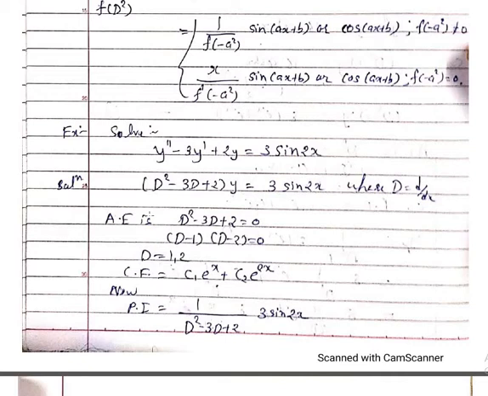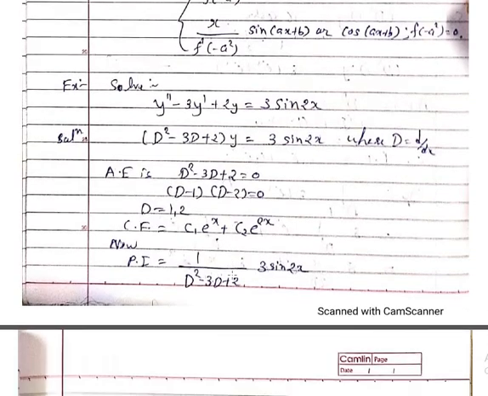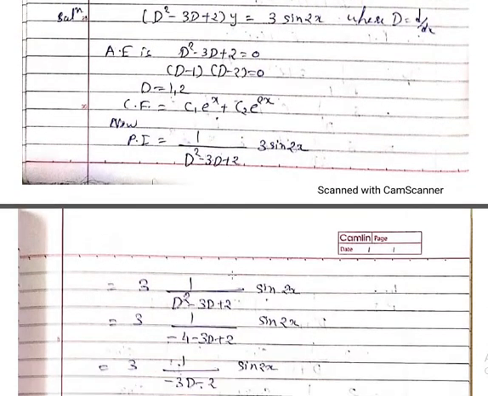In e raised to ax you are replacing d by a, but here you are replacing d square by minus a square. So, solving the equation y double dash minus 3y dash plus 2y is equal to 3 sine 2x. The equation is d square minus 3d plus 2 of y is equal to 3 sine 2x. So the auxiliary equation is d square minus 3d plus 2, and you have factors d minus 2, d minus 1, and that will give d is equal to 1 and 2. That will give CF is equal to c1 e raised to x plus c2 e raised to 2x.